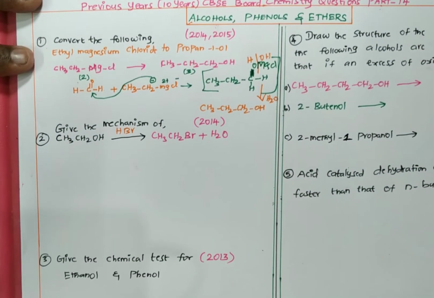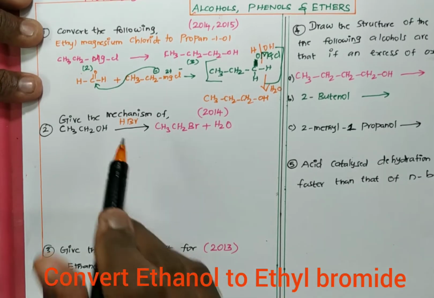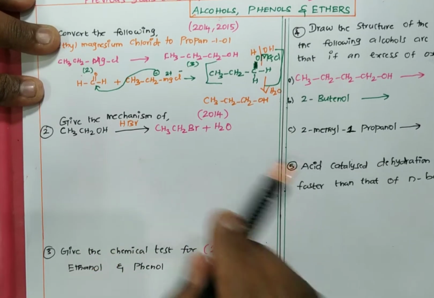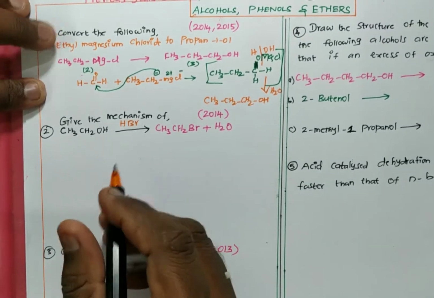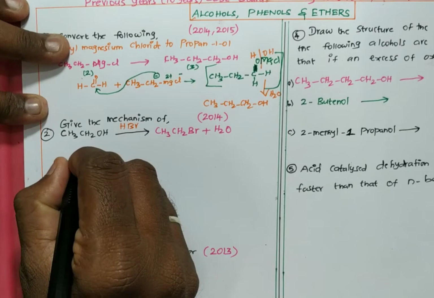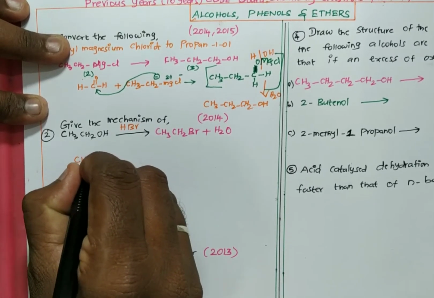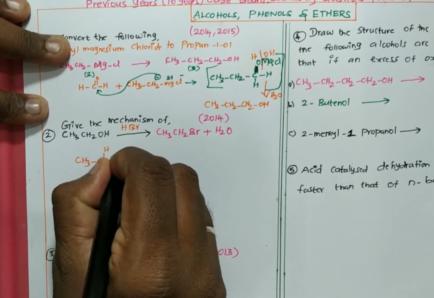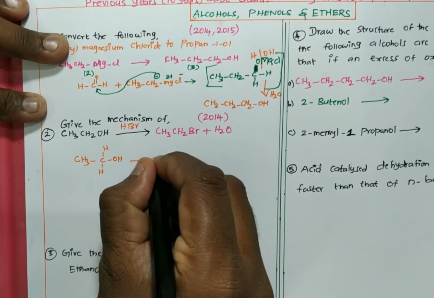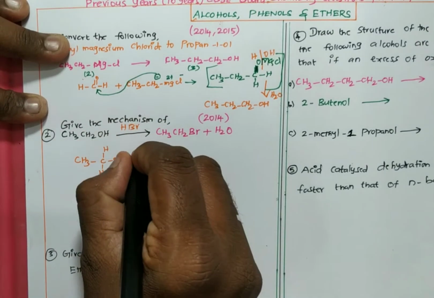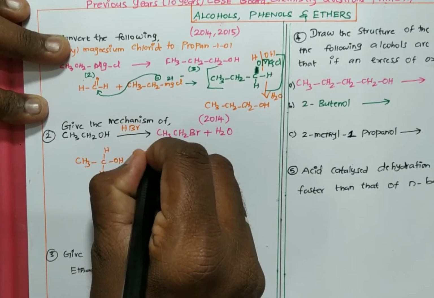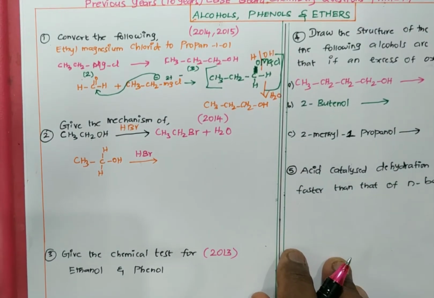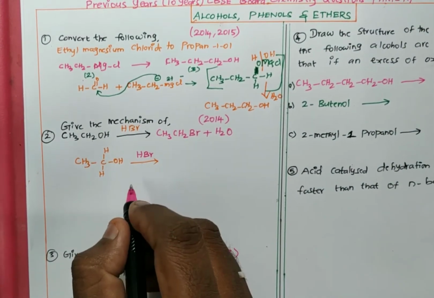And the next question is: give the mechanism of ethanol reacting with HBr to form ethyl bromide. How can we write this mechanism? This is a very simple one. I will be writing CH3CH2OH. If I use HBr, which type of mechanism is it? It is a kind of nucleophilic substitution reaction, am I right? So here, does it follow SN2 or SN1?